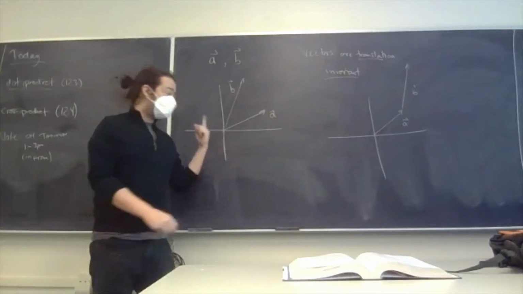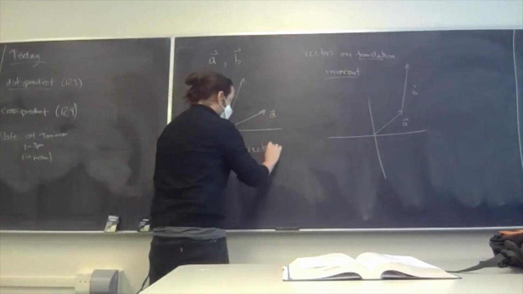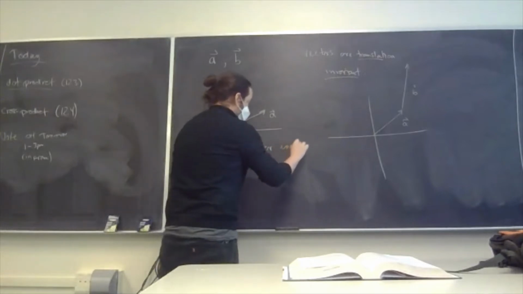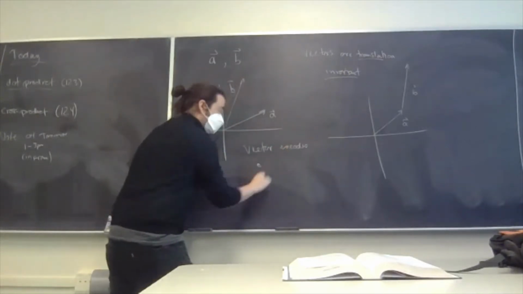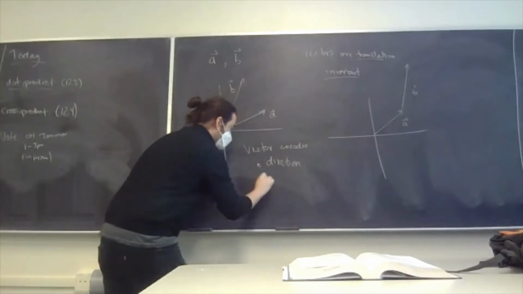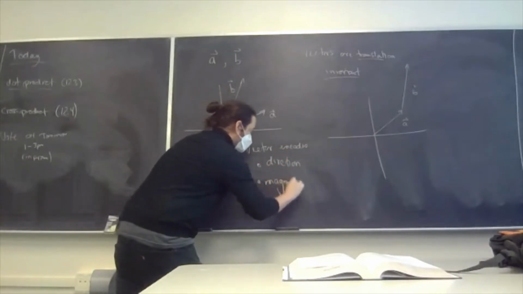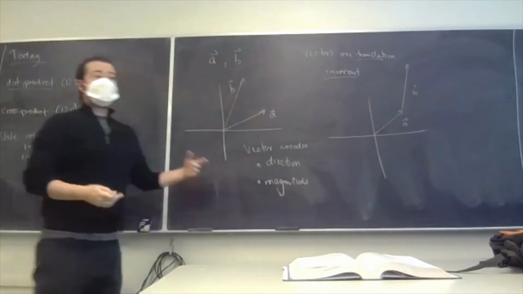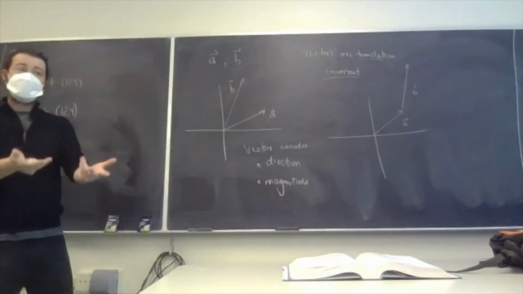A vector encodes two pieces of information, direction and magnitude. And neither one of those requires that you know where they start. That's why they're translation invariant.